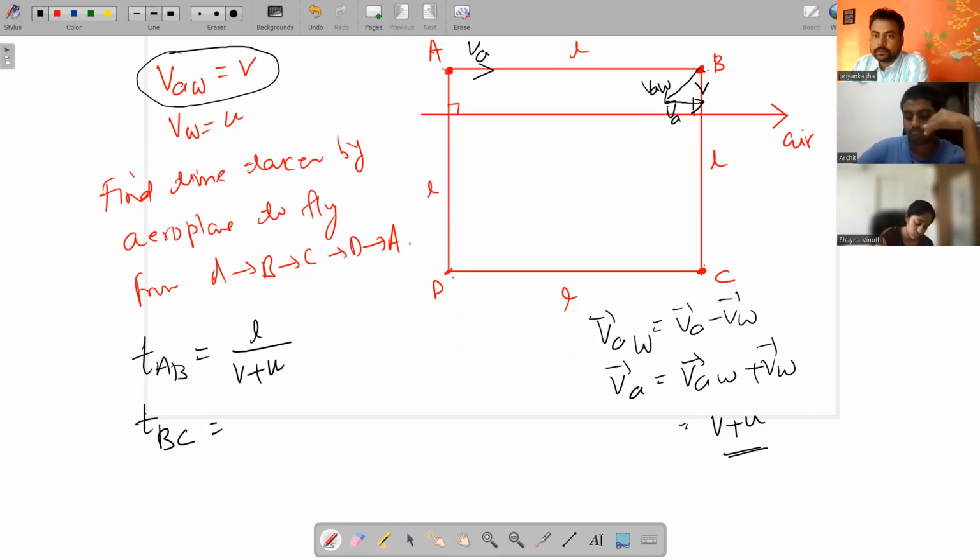So at some angle it will start. Now, if you find the net velocity of this aeroplane, then you can find this. This is VAW, this is VA. So this would be under root VAW square minus U square. So time taken by this will be L upon under root V square minus U square. Understood?